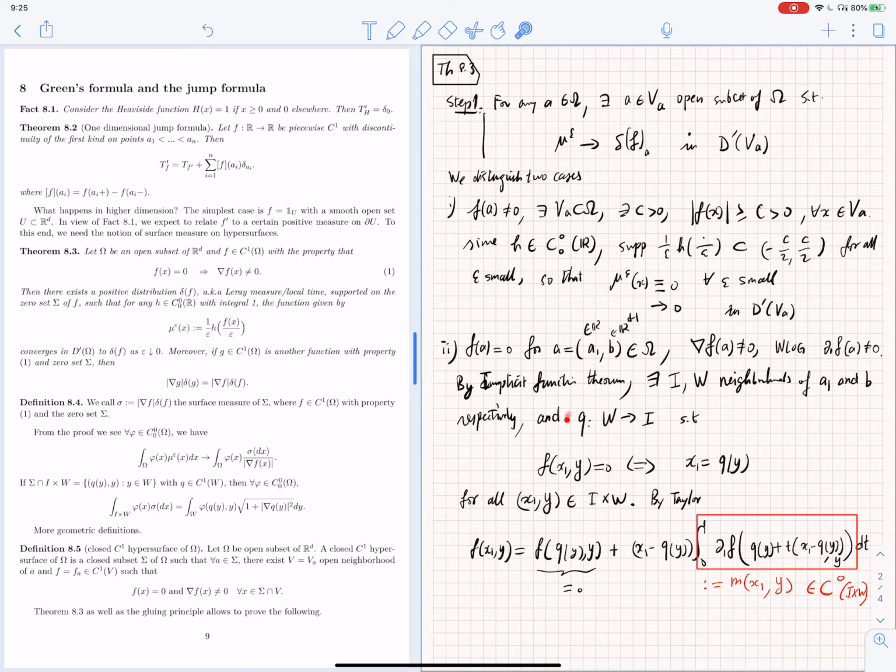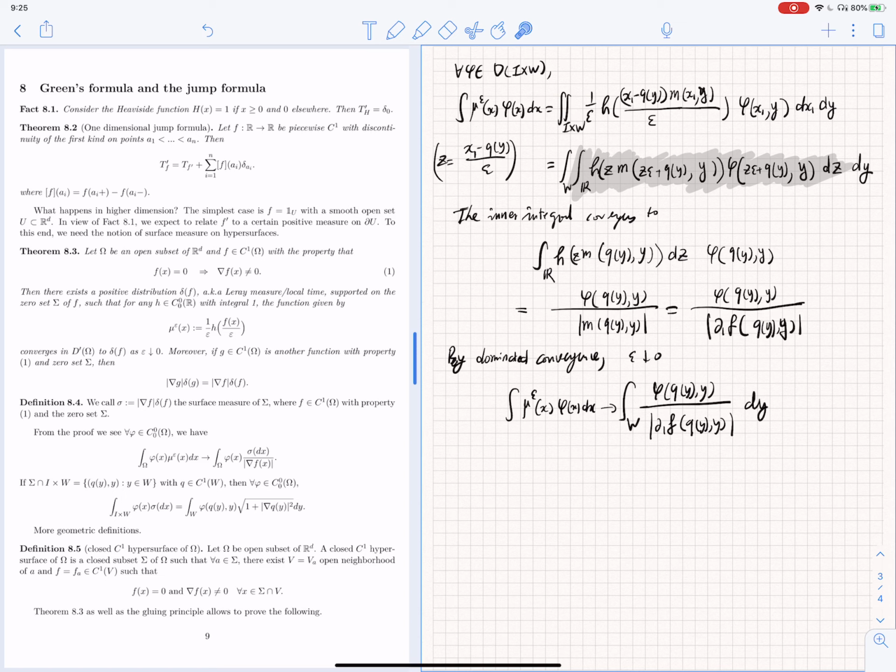Okay, so these are more universal objects. So let's see how we can do this. Actually, it's simple because we can compute the gradient for this equation. We compute the gradient of this equation, f of q of y, y equals 0.